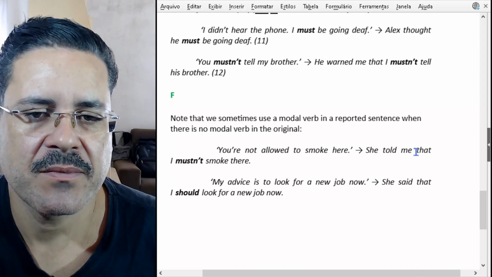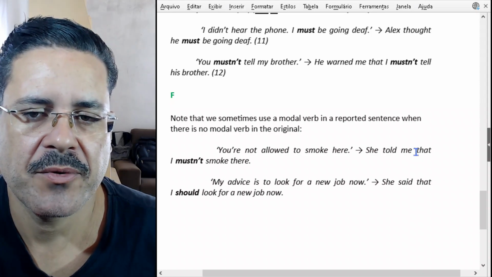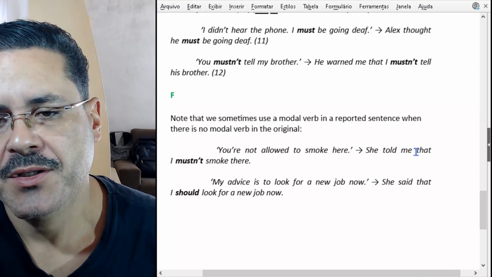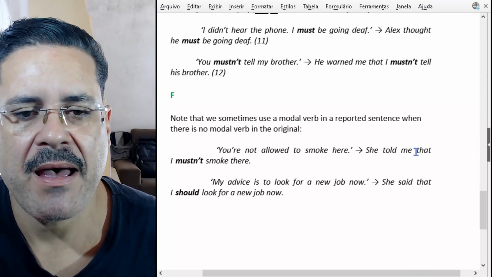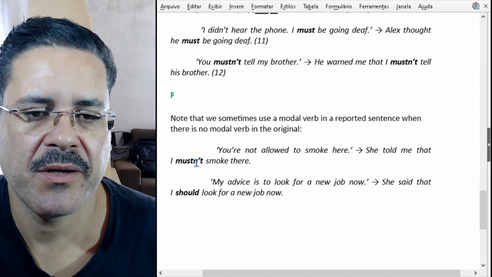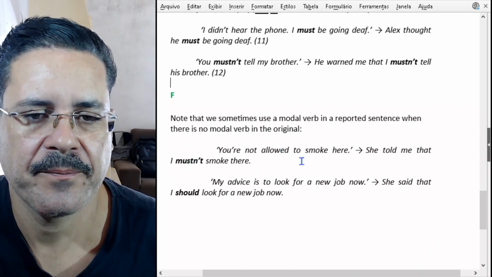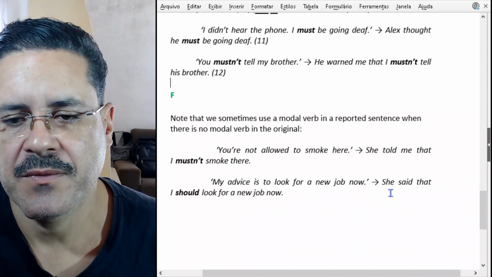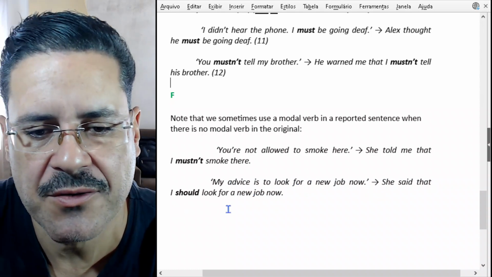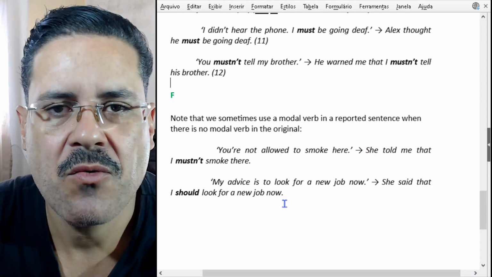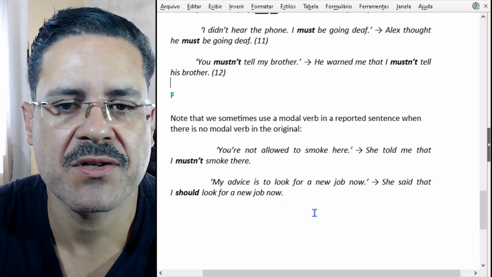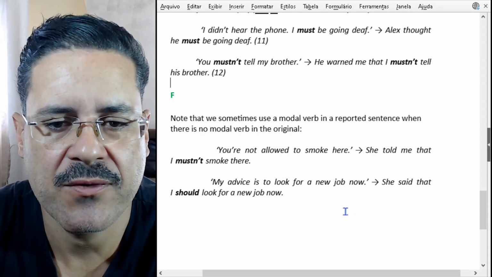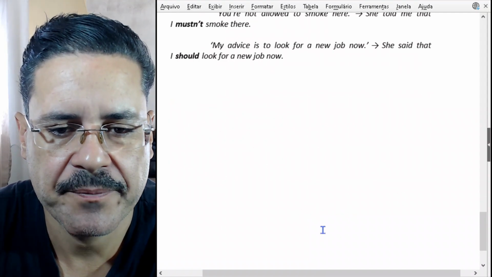Note that we sometimes use a modal verb in a reported sentence when there is no modal verb in the original. She told me that I mustn't smoke there. So there's a modal verb here, but there isn't one here. My advice is to look for a new job now. She said that I should look for a new job now. So basically, you should not worry so much about the necessity of those corresponding verbs.